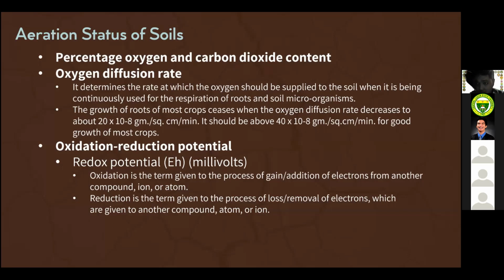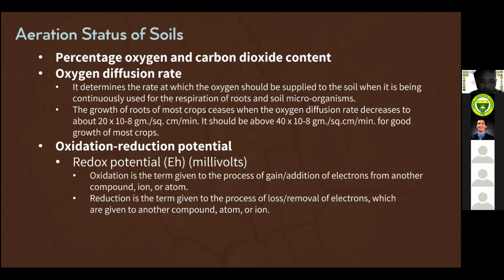So for most of the crops, the good oxygen diffusion rate is above 40 by 10 to the negative 8 power gram per square centimeter per minute. Then another one to determine the status of the soil aeration is the oxygen reduction potential, or yung tinatawag dating redox potential. So it is measured by millivolts.